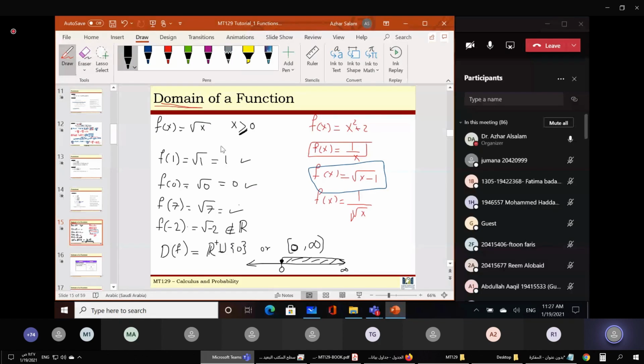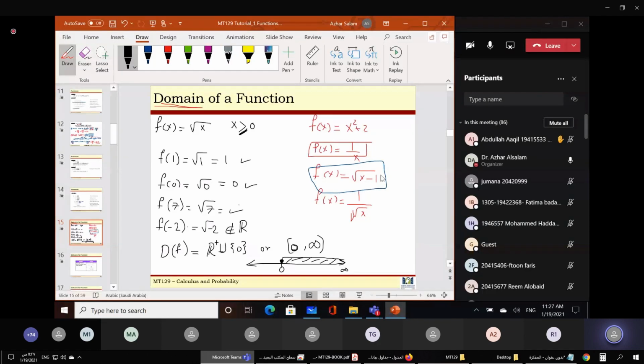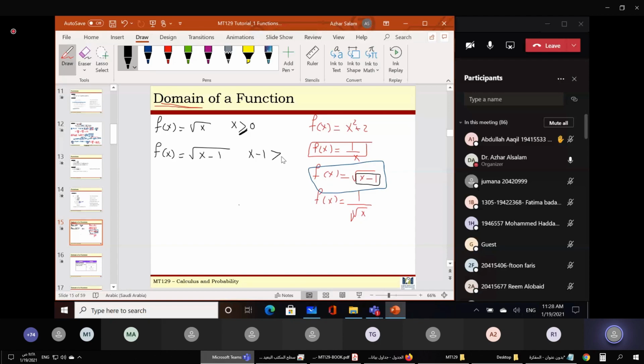Of course, I write here x, but for x minus 1, it will be different. When what's inside the root is not only x but x minus 1, it will be different. It's also different for the rational function. Here, for f of x equals the square root of x minus 1, I take all the function inside the square root, which is x minus 1, and that should be greater than or equal to 0.